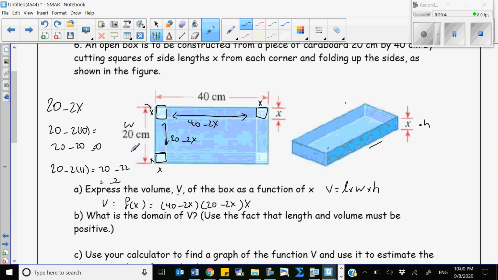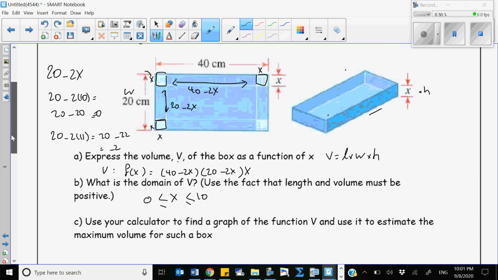So that means the maximum value that I can have for x is 10. The x could be at least 0, because the side length that I can cut from this square cannot be a negative number. So it can start from 0 and the maximum value could be 10. So that will be the domain of V.